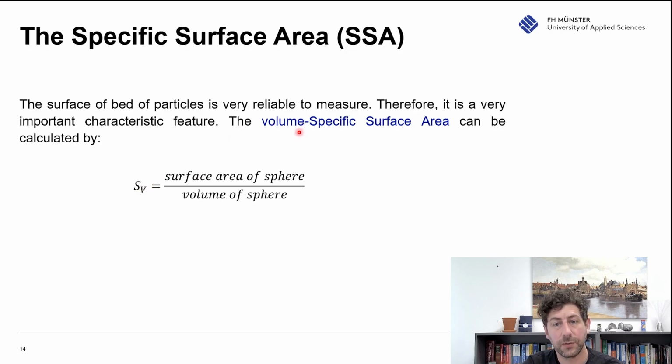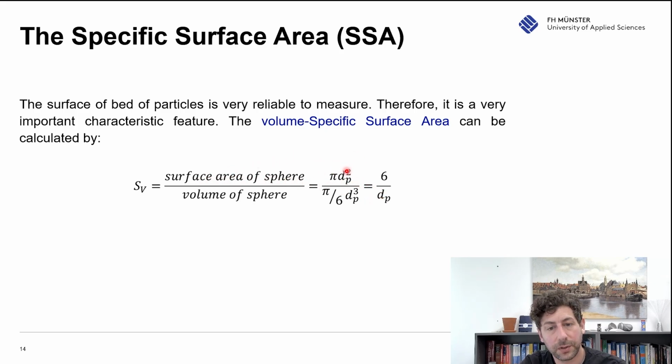The volume specific surface area is the surface of a sphere divided by the volume of the sphere, right? And this means a small sphere has a large specific surface area, and a large sphere has a small specific surface area. And if we put the numbers in here, you also see this dependency.